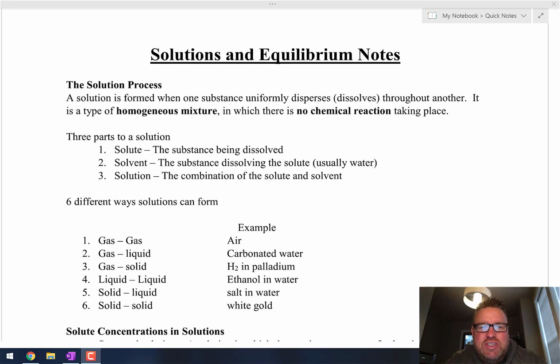Welcome to Solutions and Equilibrium. So, solutions is a topic that we talk about a lot in chemistry when you combine multiple things together.